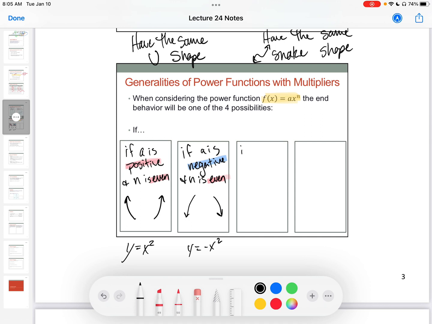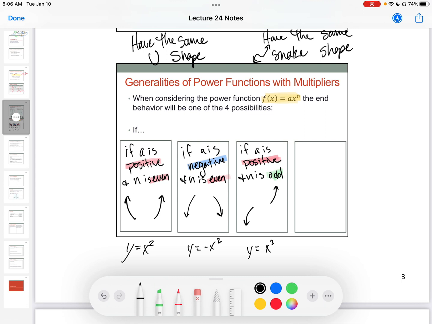Next, we've got if a is positive and n is odd. What is the odd function going to look like? Well, that's that snake shape. So the snake shape would look like this here. And this would be like y equals x cubed. It would be y equals x to the 7th. Okay? So again, a is positive, so we've got a positive number, but now my n is odd. That's what my shape is going to look like.